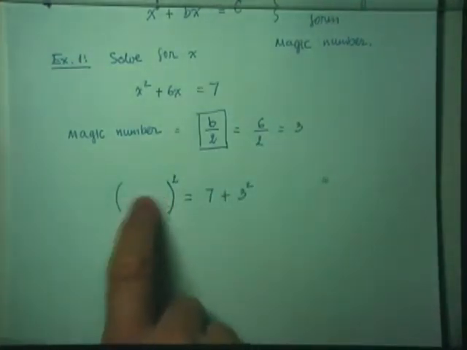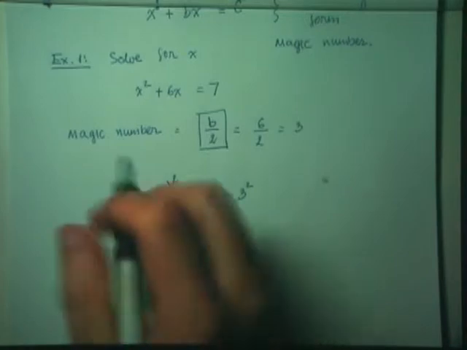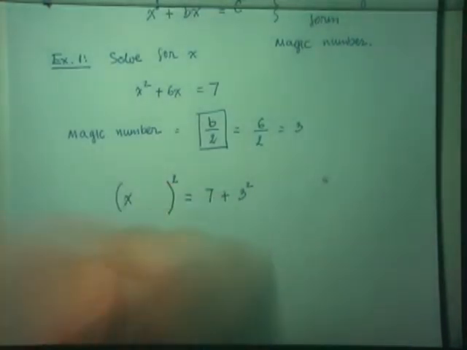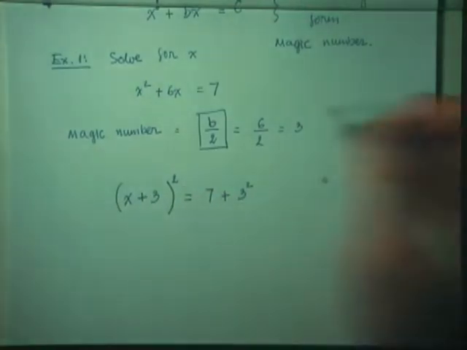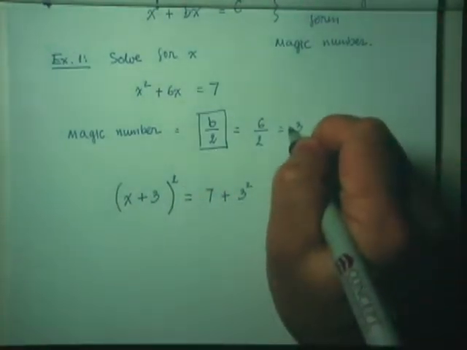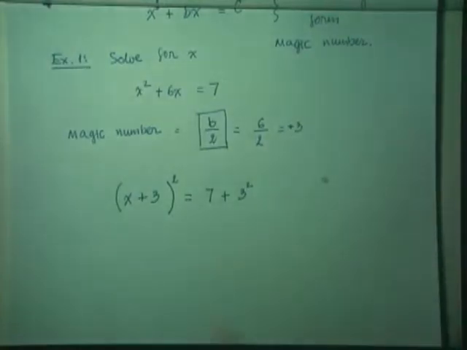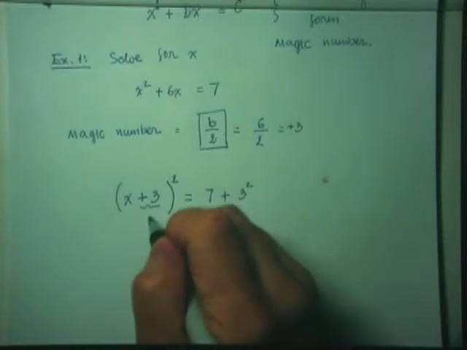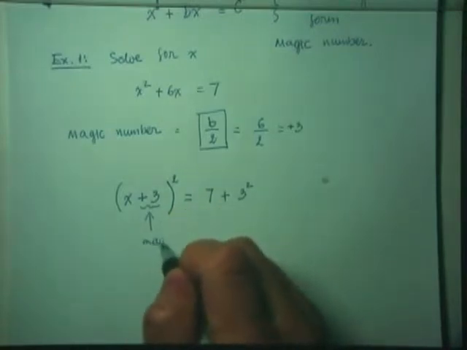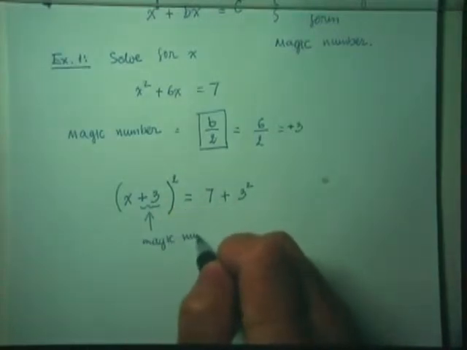Now inside of the pair of parentheses, all you have to do is just write for yourself the x, no square, just the x. Okay, and then plus 3. Keep in mind my magic number has a sign, plus 3. So here I put it the same way it is, plus 3, because this was my magic number that I found earlier.